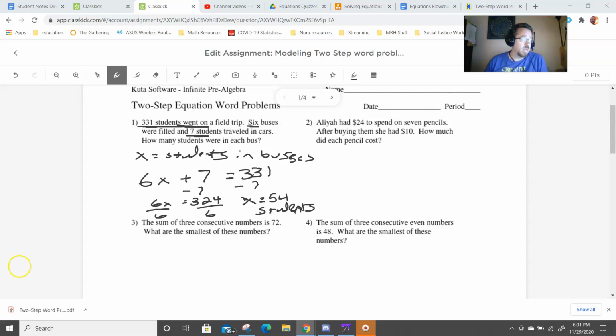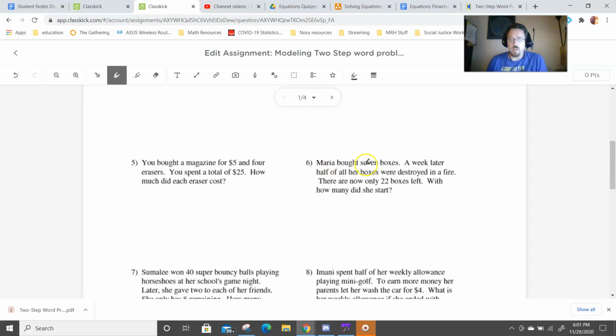So the next problem was the box problem. So Maria bought 7 boxes. A week later, half of her boxes were destroyed in a fire. So Maria bought 7 boxes. Half were destroyed in a fire. There are 22 boxes left. X is how many she started with.